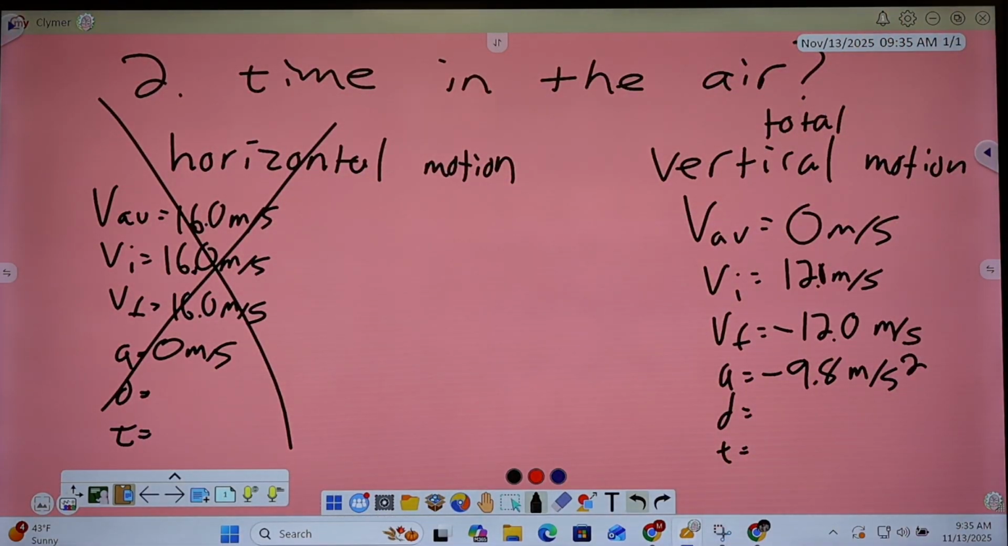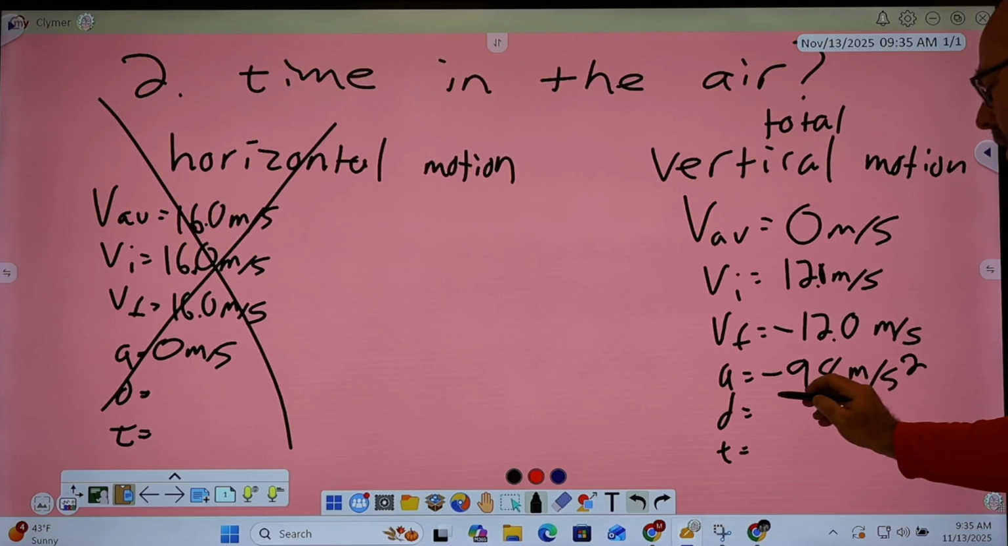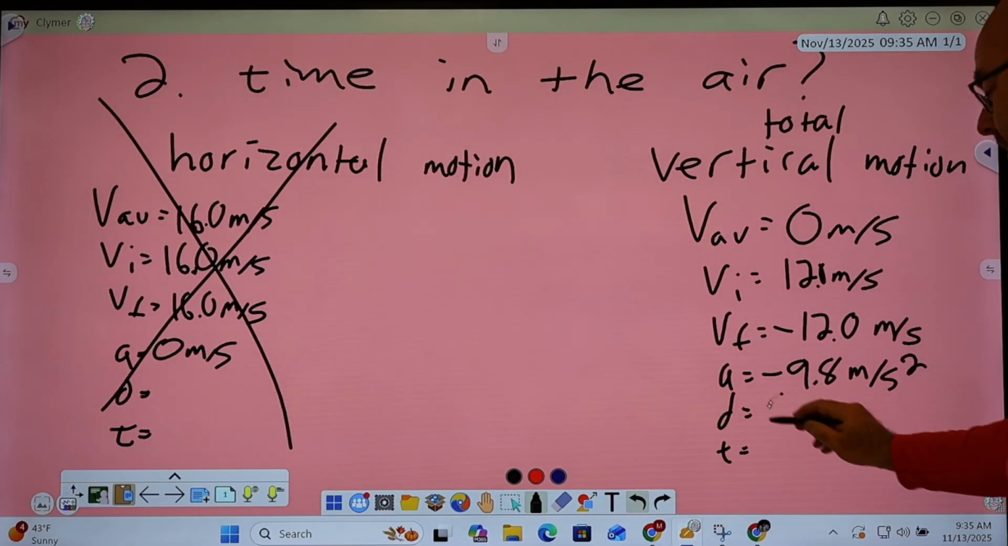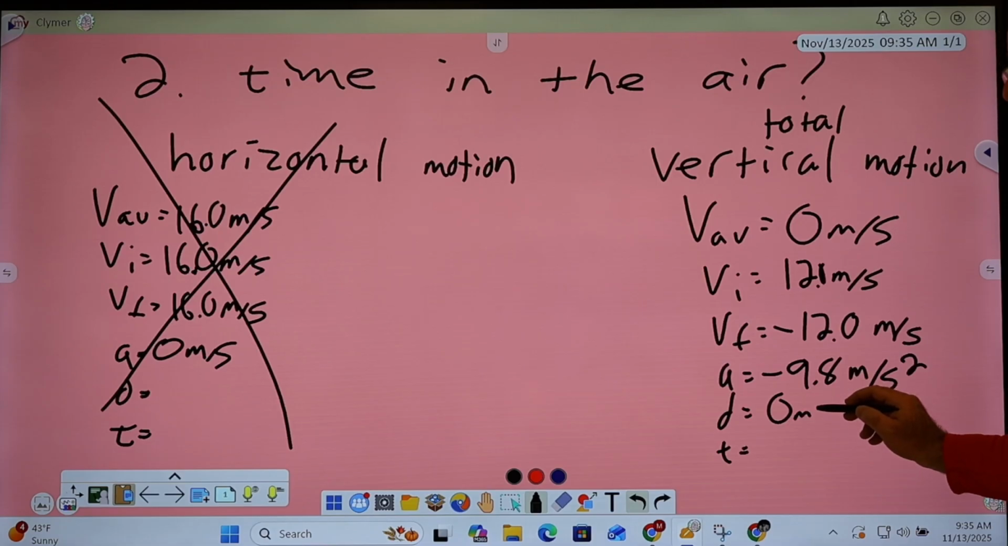So now, with these bits and pieces, can we solve for it? What was our total distance? Vertical total distance. Why 0? We started on the ground and we kicked it, ended on the ground, so your total displacement vertically is going to be 0. So now there's only one thing left.